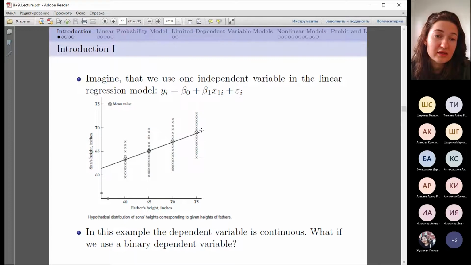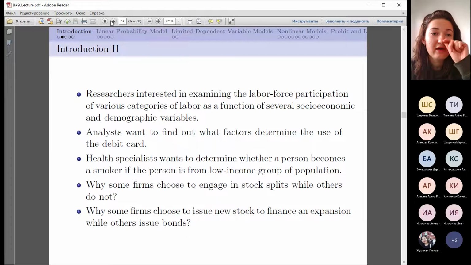let's say that instead of a continuous variable in this regression, this model, we want to use a dummy or binary dependent variable. This is the same, yeah, dummy or binary, the same. How can we use this, how will this scattergram look like in this case for such kind of model? And generally speaking, we have a lot of examples. We need to put, instead of the dependent variable, the dummy or binary variable.